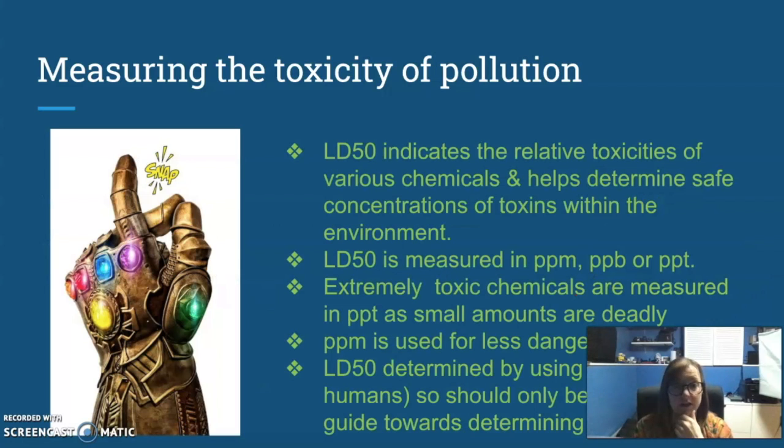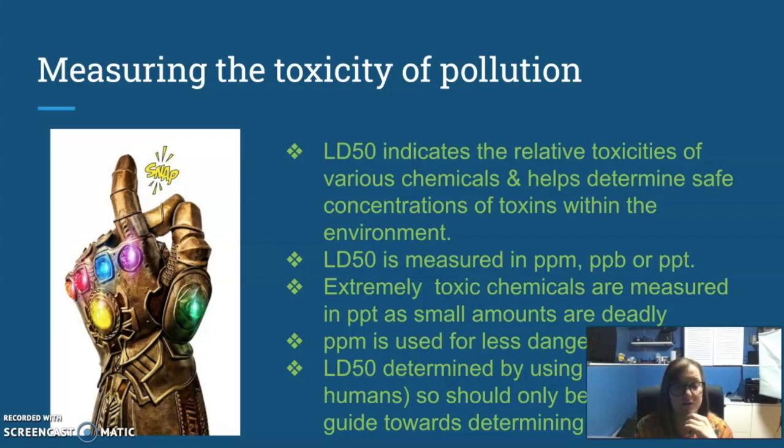So looking again at our LD50, we have that toxicity of various chemicals determining the safe concentration in the environment. So LD50 is measured in parts per million, parts per billion, parts per trillion. Parts per million is the most toxic of those three. So as you go parts per billion, that's less, and parts per trillion is even less. So extremely toxic chemicals we measure in parts per trillion just because they are deadly in such small amounts. Parts per million is used for less dangerous ones.